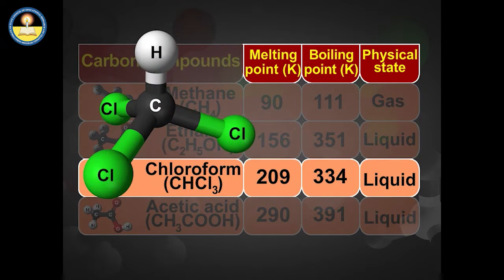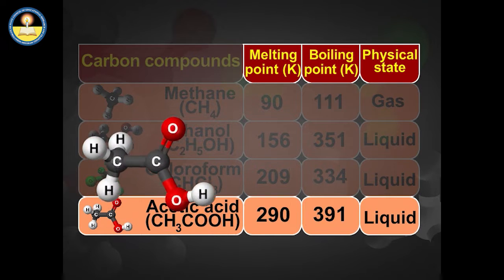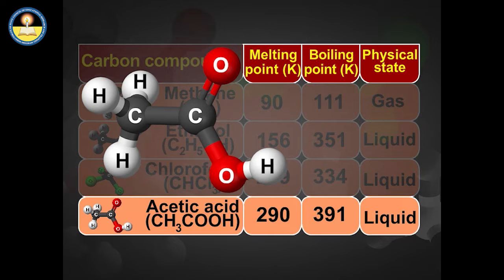Chloroform, CHCl3, has a melting point of 209 Kelvin, boiling point 334 Kelvin, and is in liquid state. Acetic acid, that is CH3COOH, has melting point 290 Kelvin, boiling point 391 Kelvin, and is in liquid state.